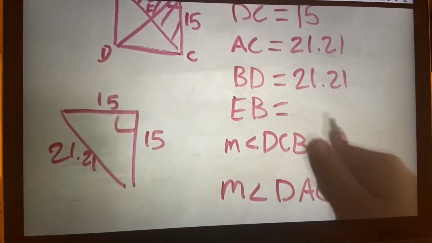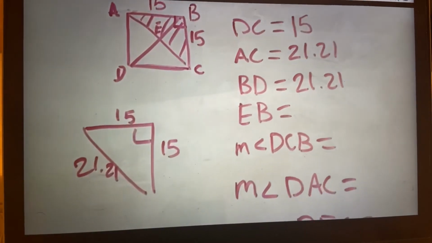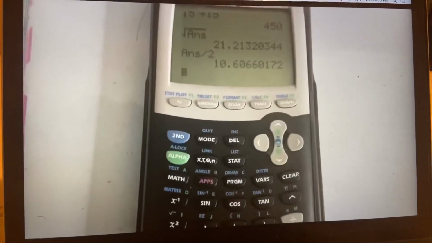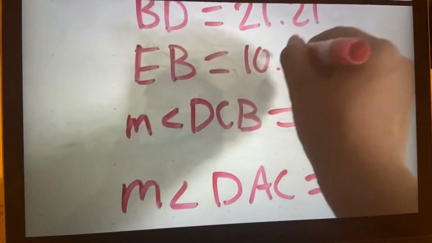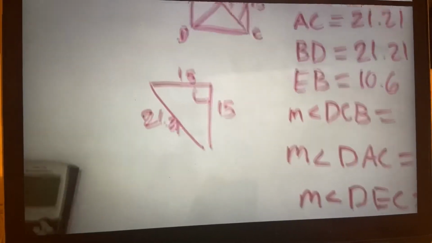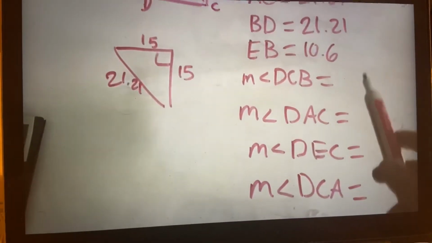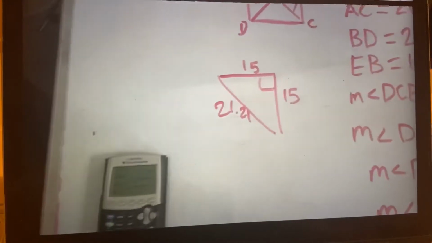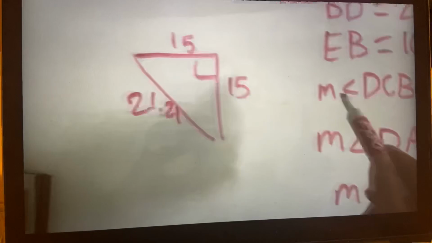And our EB value is half of our BD value, which is, just divide that by 2 right here, and we'll say 10.6. Now we found all the side measurements. Now we have to find angles.